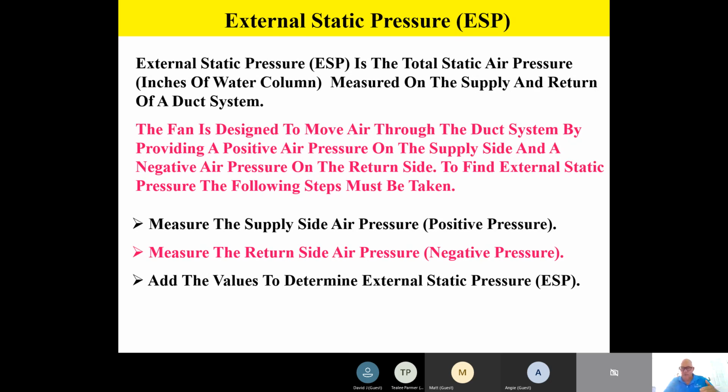So step number 1, measure the supply side pressure and write it down to remember it. Step number 2, measure the return side pressure and write it down to remember it. Step number 3, you add them up, and that gives you your total static, also called your ESP or external static pressure, or your total static pressure of the supply and return added together. So let's do some examples together.